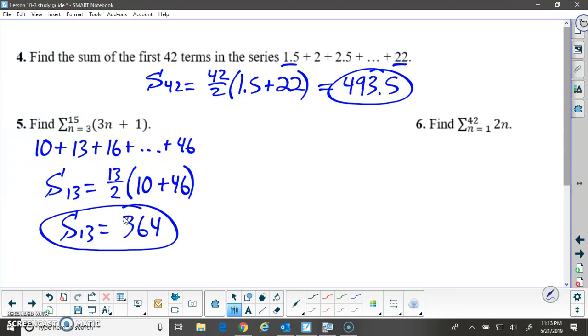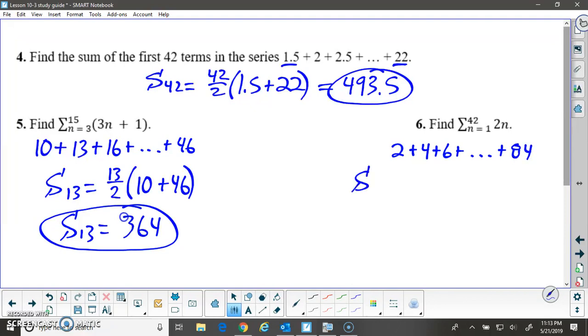Number 6, you can see the lower bound is 1, the upper bound is 42, which means we have 42 terms. If you put 1 into that formula, you get 2. You put 2 into that formula, you get 4. Put 3 in, you get 6. If you put 42 in, you get 84.